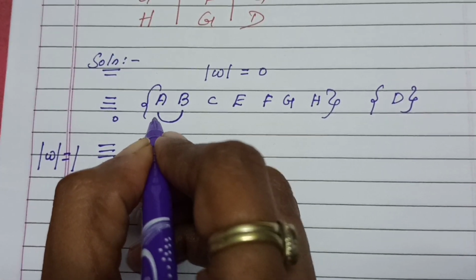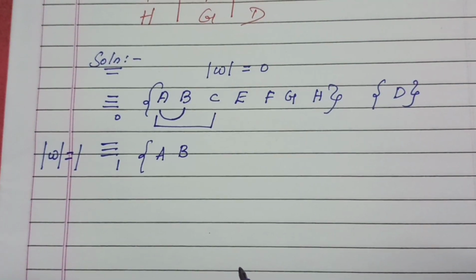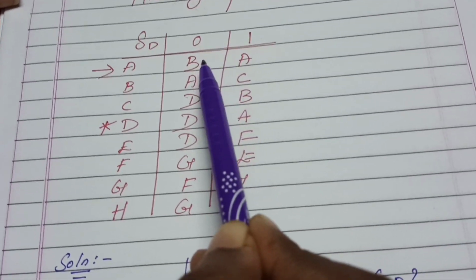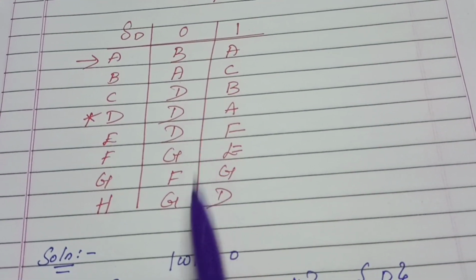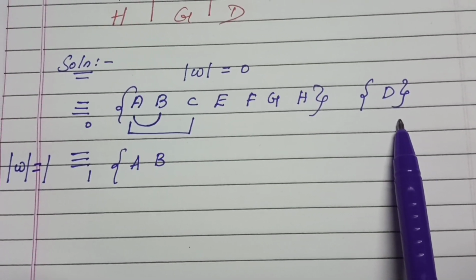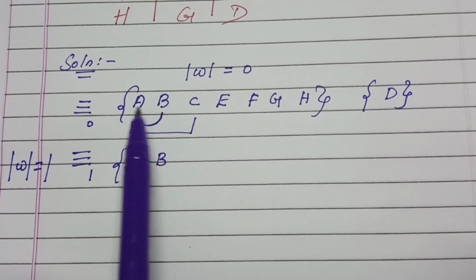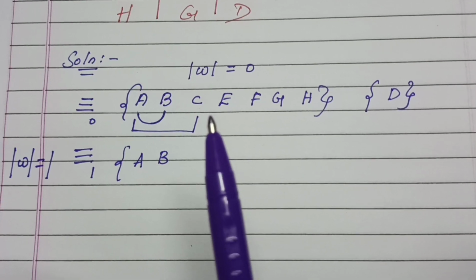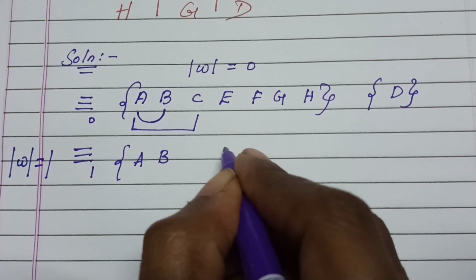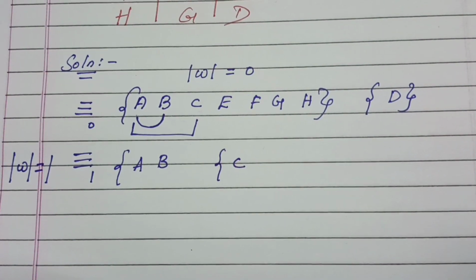Now consider A and C. When you consider A and C, on reading 0, it goes to B and D. Of course, B is in one set and D is in another set. So C and A are distinguishable. You cannot write C along with A. So let us separate it. Let us write C here.